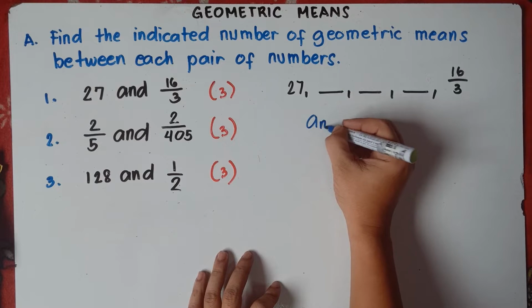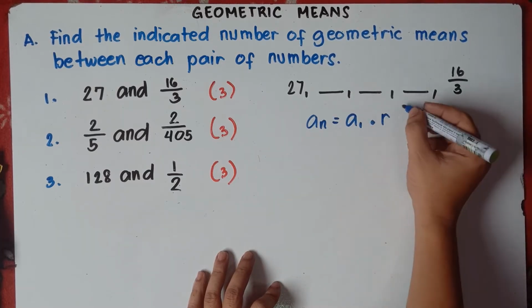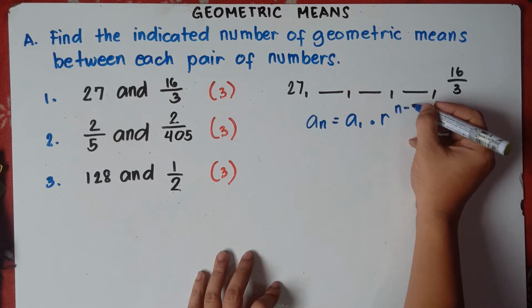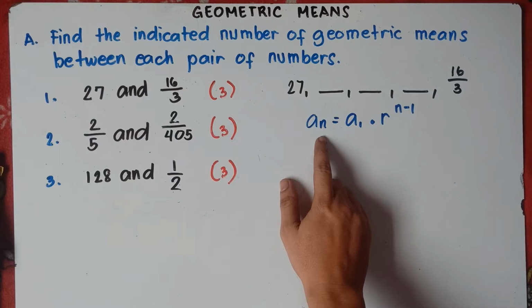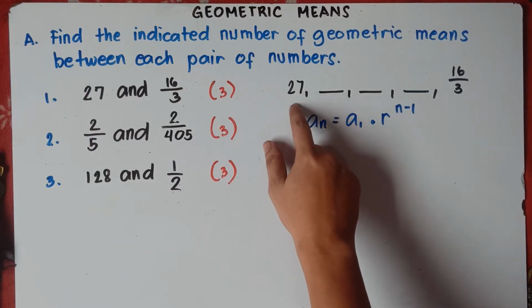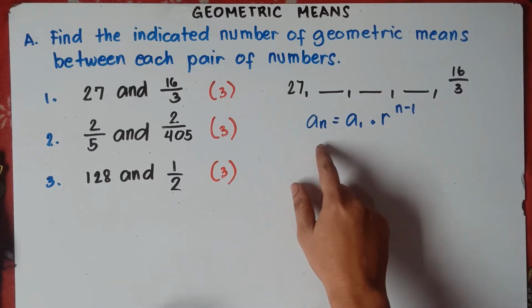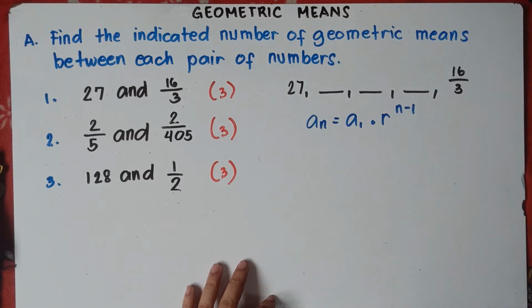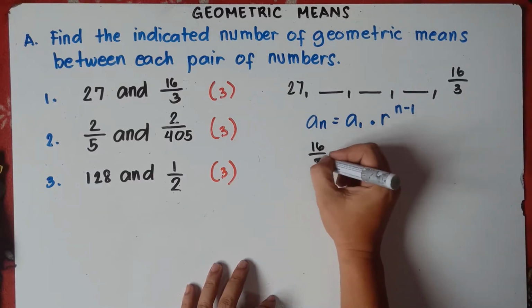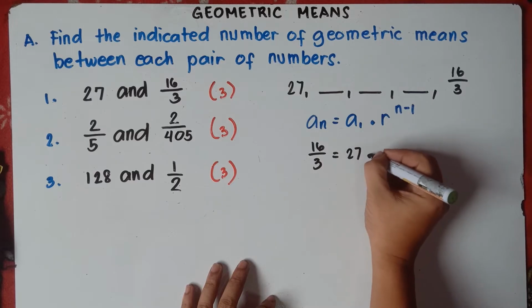That would be a sub n equals the first term multiplied by the common ratio r raised to the power of n minus 1. The a sub n would be the last term. Since we have 5 terms, 1, 2, 3, 4, 5, a sub 5, the 5th term, is the last term, that would be 16 over 3. So this will be 16 over 3 equals the first term, 27, times r.